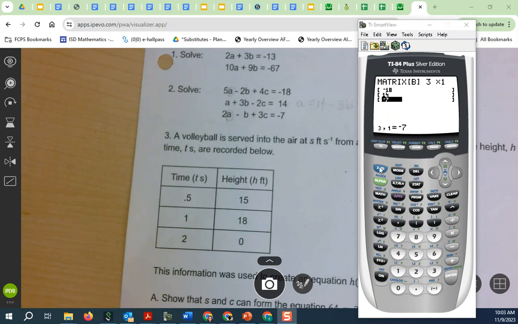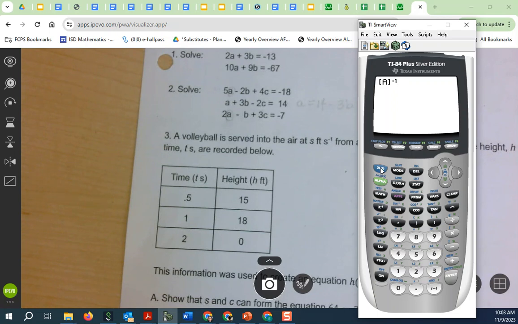All right, so we want to quit out of this now, second quit. And what we're going to type is the inverse of matrix A times matrix B. That will give us the solution set for A, B, and C. So when we go back to matrix, second matrix, we're not editing this time. We just select A. So press enter to select A. We want the inverse of that matrix, so you press this x to the negative 1.